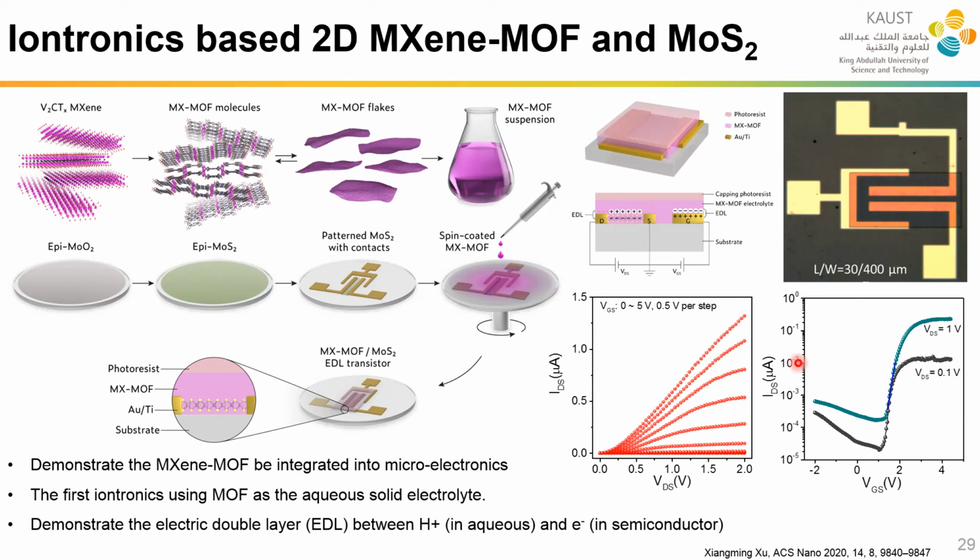Here is the transistor performance, output curve and also transfer curve. So it means it's really working properly if we use MOF as the ionic gate. I think this is a very different way of thinking about using MOF. This is the first time MOF has been introduced as an ionic dielectric layer in the EDL transistor.